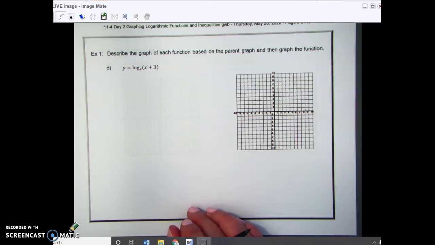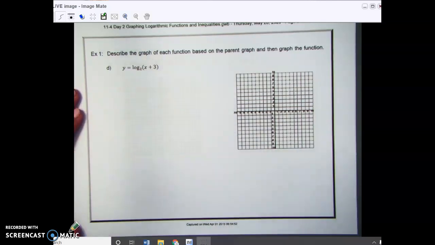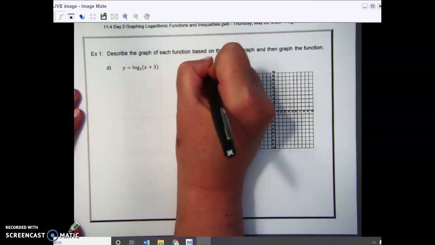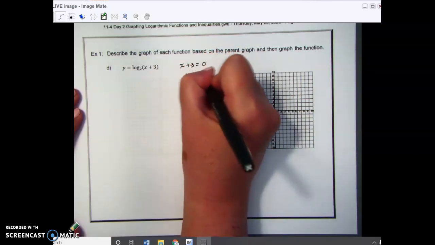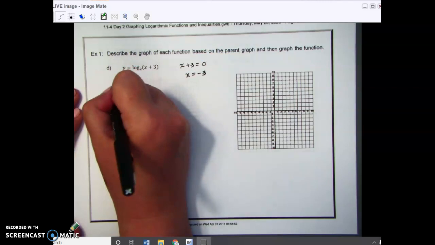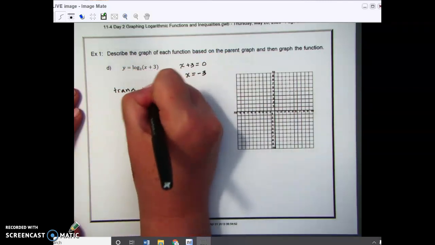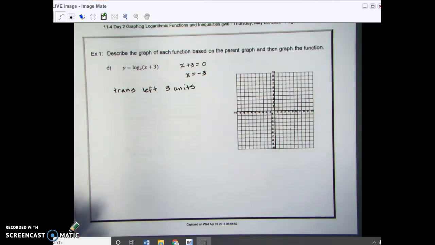So the +3 is inside the parentheses, so that means it's inside of the log function, which means it's a horizontal change. And anytime it's a horizontal change, that means that we have work to do. So that means that I'm going to solve for x and get x is equal to -3. So that means that we're going to translate to the left 3 units.